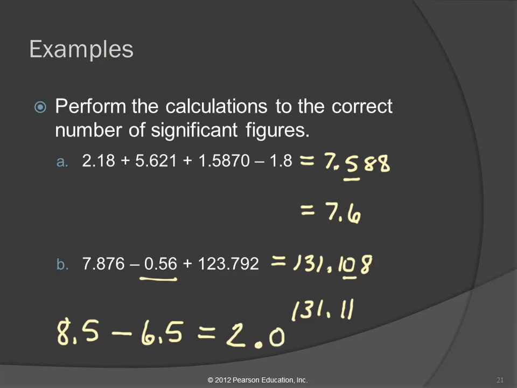Most of the time we have to round off and get rid of digits, but sometimes you have to write some in, and they'll end up being zeros. Any questions?